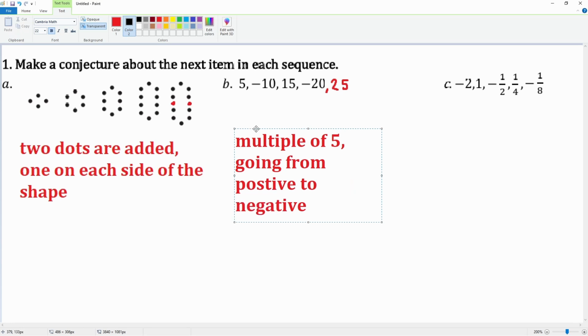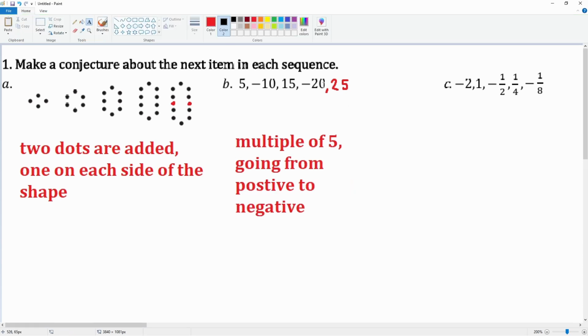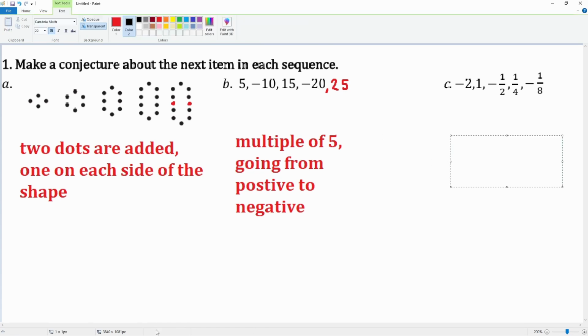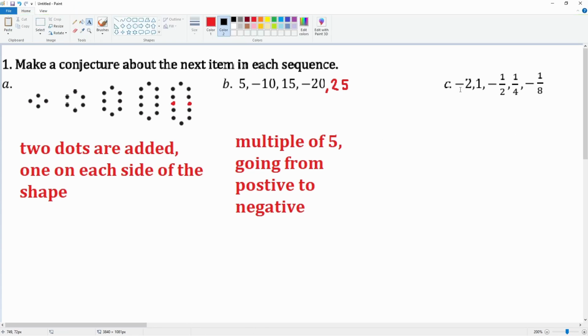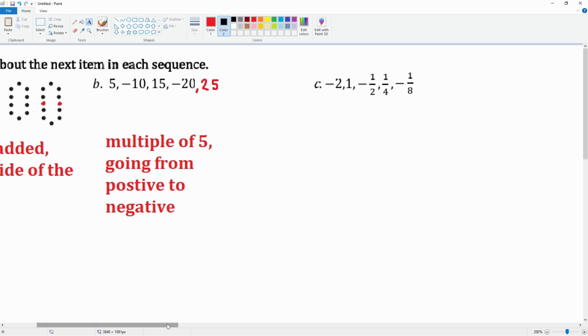Okay, so the next one should be 20, 25. It goes from negative to positive. Then the next one, it is decreasing from 2, 1, 1/2, 1/4, 1/8. So the next one should be 1/16.